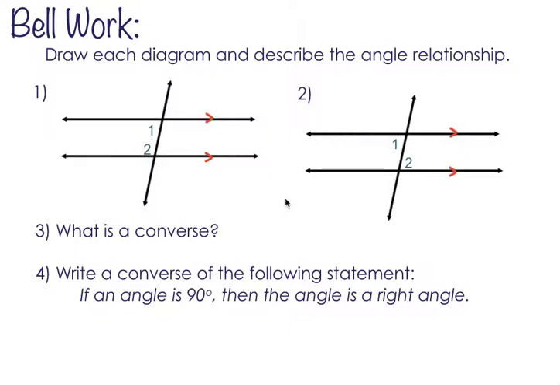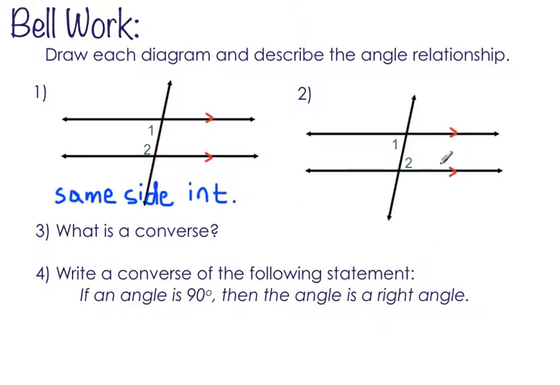All right, looking at number 1 here on our bell work. If you were to describe the angle relationship between angles 1 and 2, those are same side interior angles. Let's try to write this here. Same side interior angles, if you remember, add up to equal 180 degrees, which means they are supplementary. They equal 180 degrees. They're not congruent to each other. They add up to equal 180.